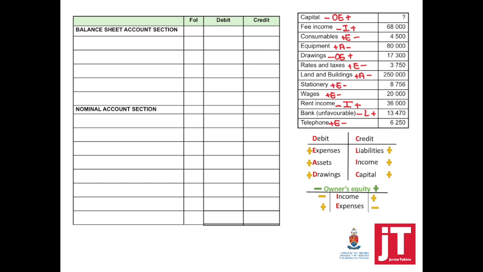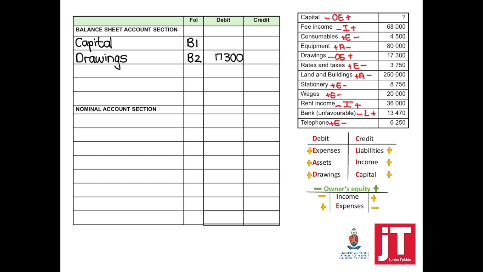So we start now with the balance sheet account section, and the first part that we look at is our owner's equity, our direct owner's equity. That means capital, account number B1. So we need to number each one of them. Remember, it is a question mark, which means we need to solve it right at the end. Next, drawings, account number B2. Drawings, D4, debit, 17,300.